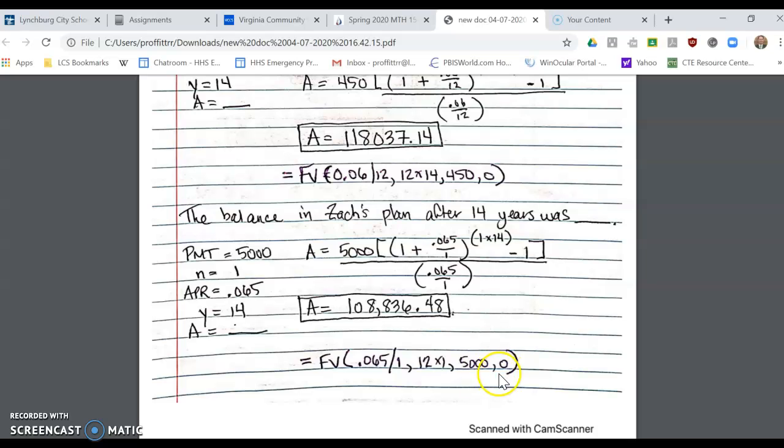Now, if you want to do Zach's in Excel, you certainly can do the same thing. And this is how you'll type Zach's account into the Excel. The future value function, 0.065 divided by 1, but you really don't need to do that. You can just type in 0.065, comma 14. You can say 14 times 1 if you want to, but it's just going to be 14. 5,000 is the payment, and the present value is 0.